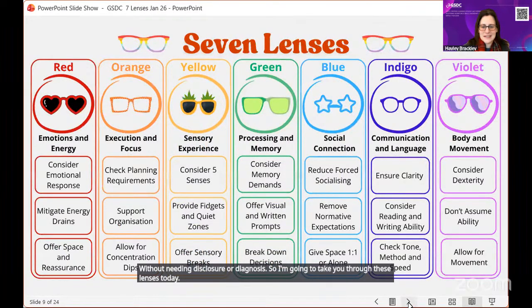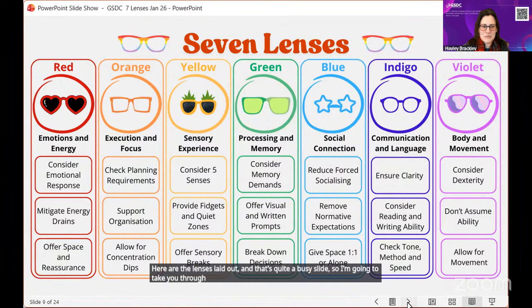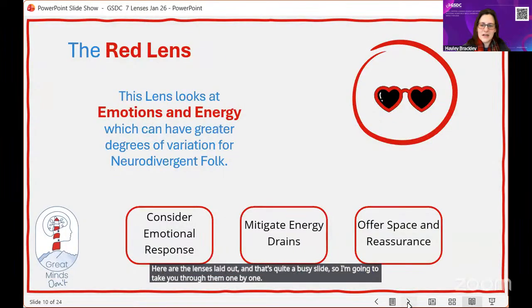Here are the lenses laid out, and that's quite a busy slide, so I'm going to take you through them one by one. First up, we've got our red lens. Now, this red lens looks at the emotions and the energy of the individual.